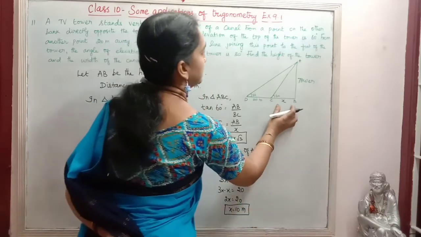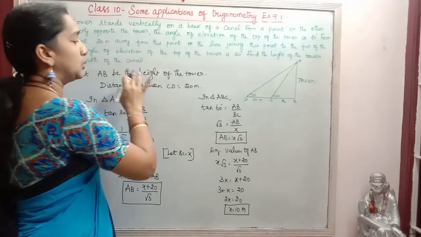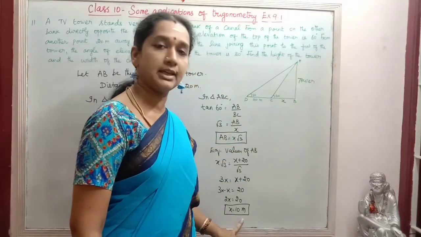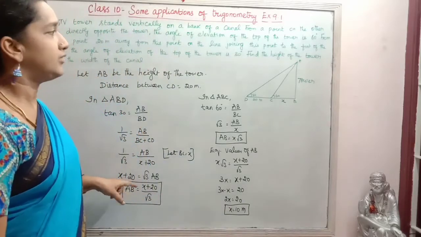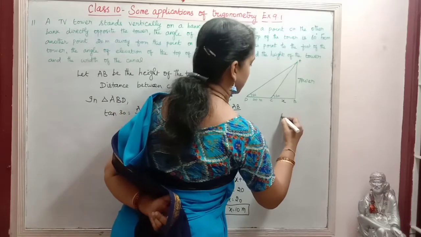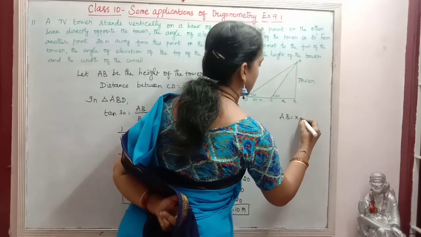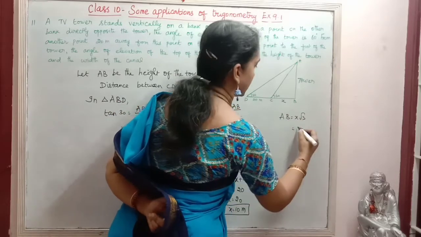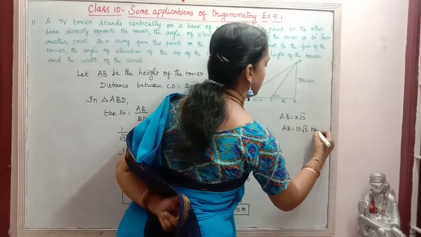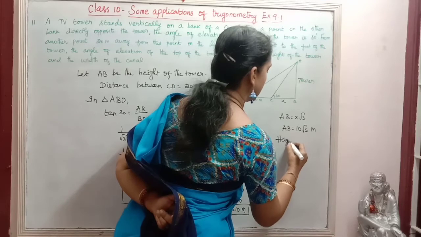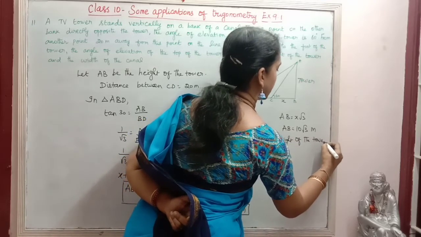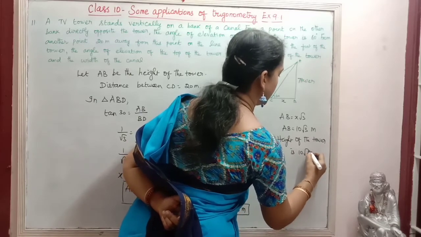So x is nothing but the width of the canal. X is equal to 10 meter we got. We need to find the height of the tower also. So AB, here itself we will substitute. AB is equal to x root 3. So x value we got as 10. So the height of the tower is 10 root 3 meter. AB is the height of the tower.